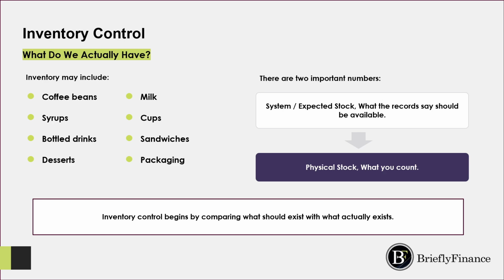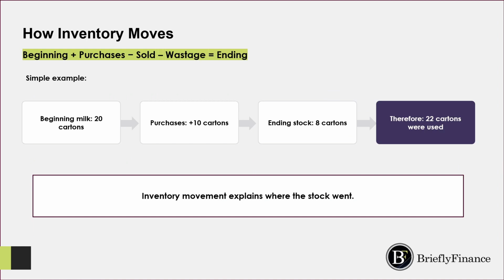I do understand if you have a system it will show, but still the employees emphasize, oh, by the way, because there is also wastage in the equation, which we'll discuss later also. So how does inventory move? Let's say your beginning balance is 20 cartons of milk. If you buy 10 more, there will be 30. And then at the end of the period, 28.